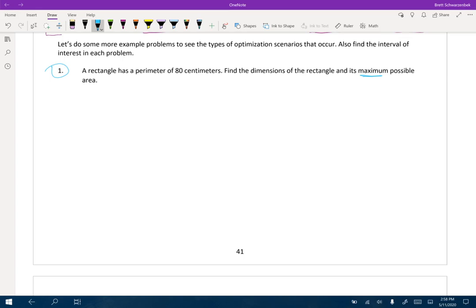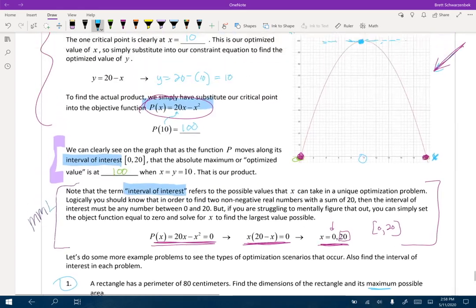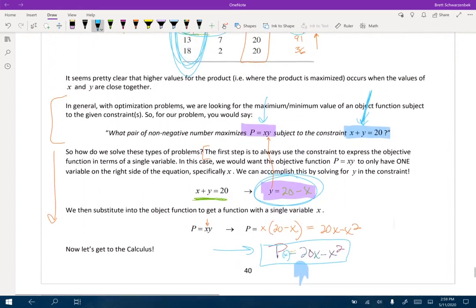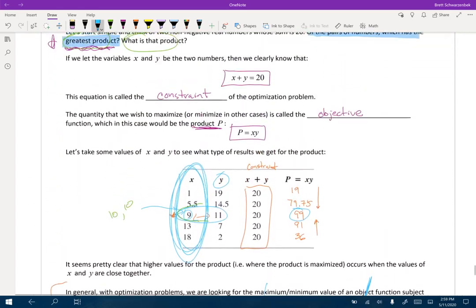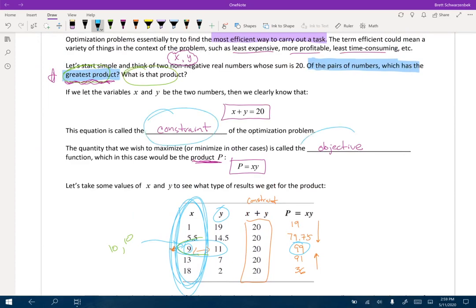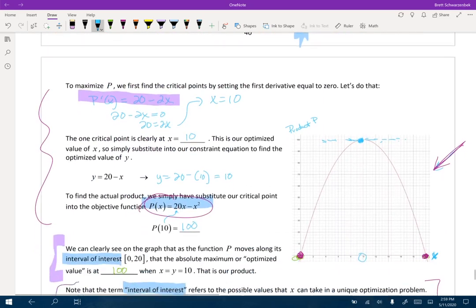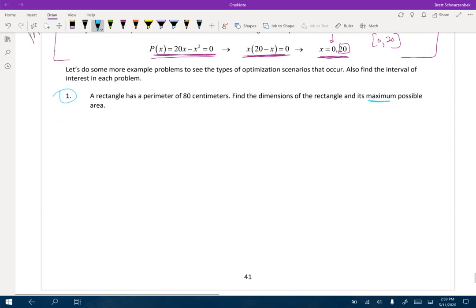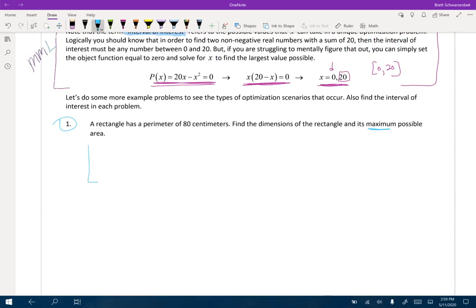So what do we normally do in these problems in the beginning? We first came up with our constraint and our objective function. Okay, so in this problem, let's draw the picture. So we have a rectangle. We know that the perimeter of that rectangle is 80 centimeters. Okay, a rectangle has variable dimensions. Makes sense. So what are the dimensions? We'll call this x and we'll call this y.